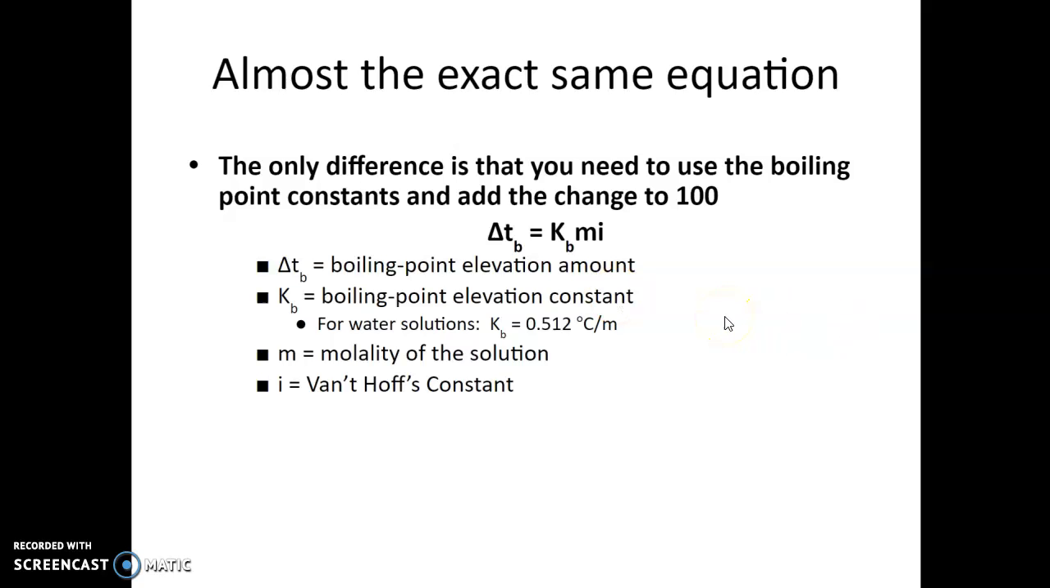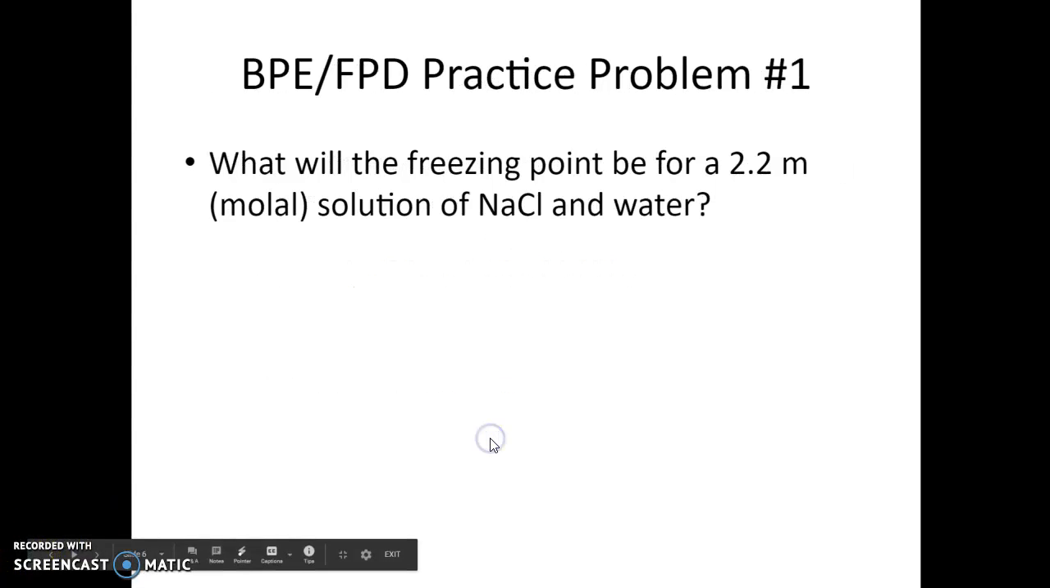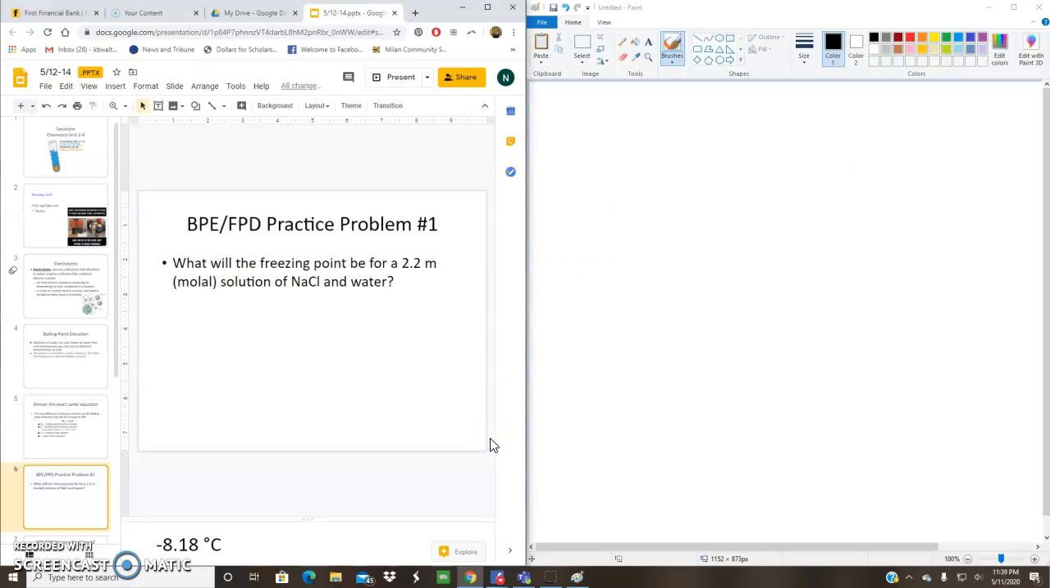So let's go ahead and do a couple practice problems with this so that we all know what we're doing. What would the freezing point be for a 2.2 molal solution of NaCl and water? So we're dealing with freezing point right now. We're not doing boiling point, so let's look at freezing point. We have our freezing point equation as delta Tf equal to Kf m i. So let's look at what we have. We're looking for the change in the freezing point.